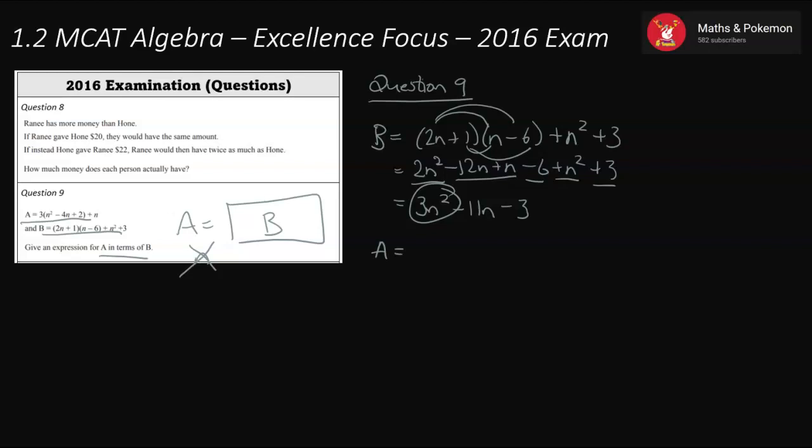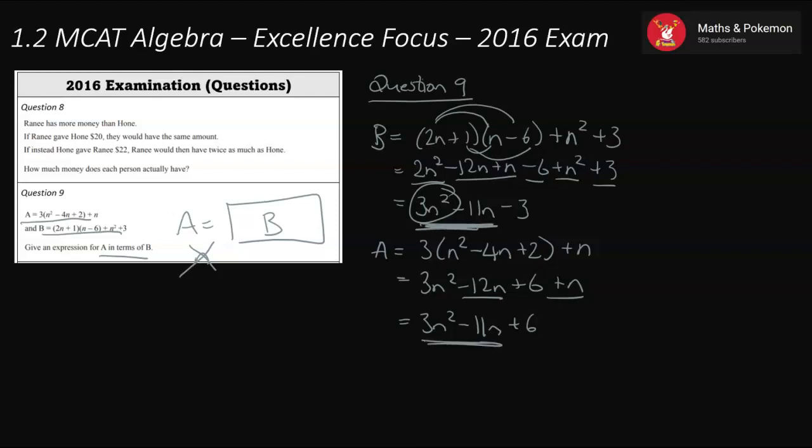So let's go ahead and expand a: 3 in bracket n squared minus 4n plus 2, plus n. Expanding away, we've got 3n squared minus 12n plus 6 plus n. Let's group the n's together there: 3n squared minus 11n plus 6. So at this stage I was really stoked with how I went on. You can see they both have 3n squared minus 11n, the only difference being the constants at the end.